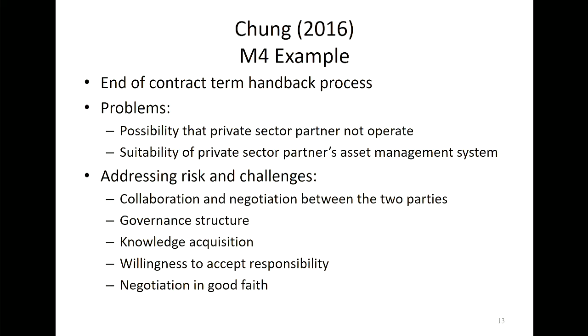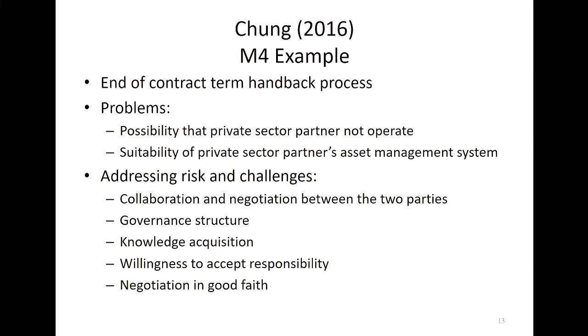The study has identified some problems involved in the handback process. One of the issues is that the private sector partner may not be willing to cooperate with the government entity during the handback process. The private sector partner may not be willing to cooperate on the terms and conditions which were considered necessary and appropriate for the handback process, but those terms and conditions were not in the original contract written 20 years ago. So there is worry that there might be some problems during this handback process. There were also concerns that the private sector partner's asset management system may not be suitable for managing the toll road when it's handed back to the government. So there are some of these issues involved.